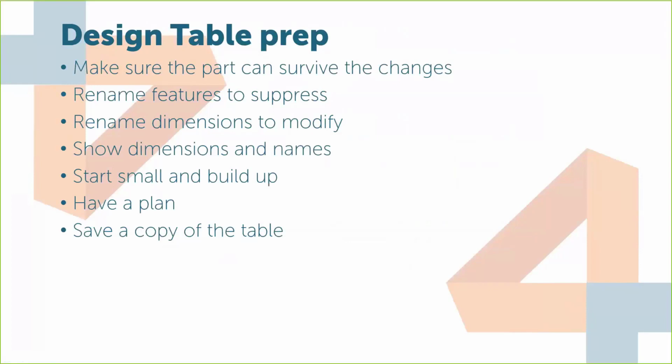Even though I don't do it all the time, it is useful to rename features to suppress in the tree, also rename dimensions that you'd like to modify. There are options to show dimensions through the annotations folder in the tree. Turn on the option to show dimension names, again, just to differentiate one dimension from another. And this is no different than what I mentioned earlier. Start small and build up.